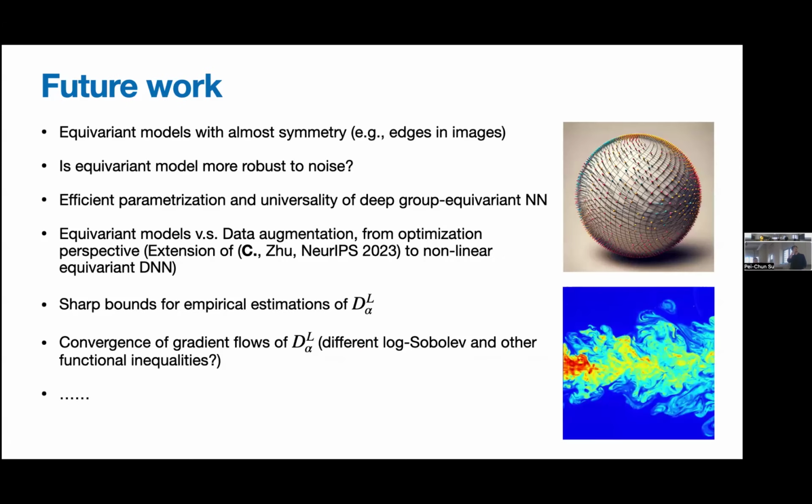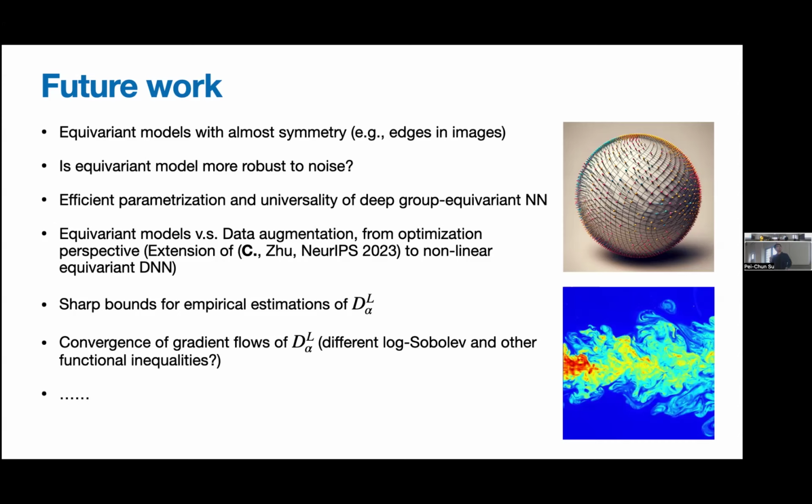Some future work. We can consider equivariant models with almost symmetry, more or less similar to what Rafi mentioned. The symmetry may not be perfect; it's not exactly characterized by some group elements. We also want to investigate whether equivariant models are more robust to noise compared to the vanilla one, and what the efficient parameterization and approximation power of deep equivariant neural nets is. We can further compare equivariant models with data augmentation from the gradient flow or training perspective of the neural nets.